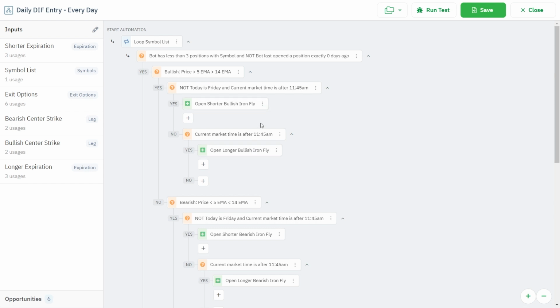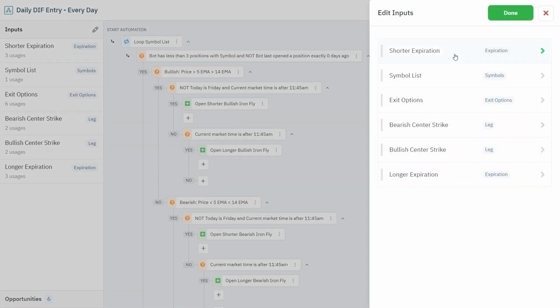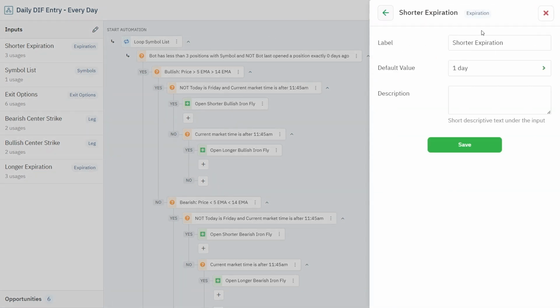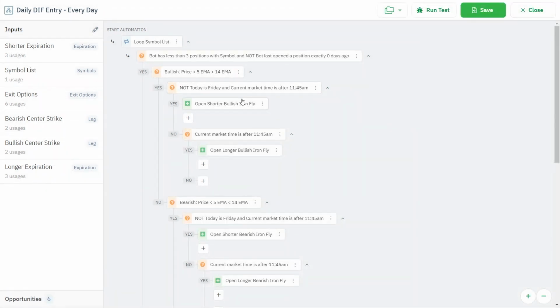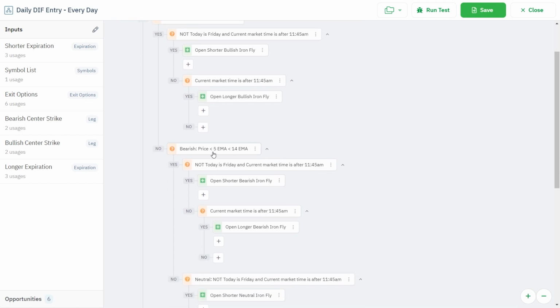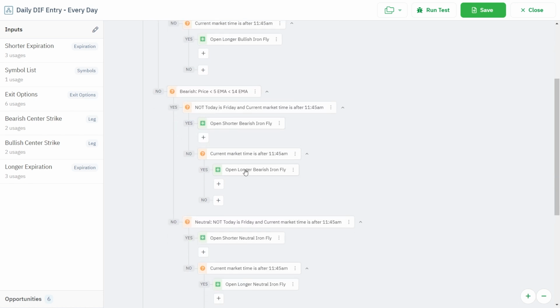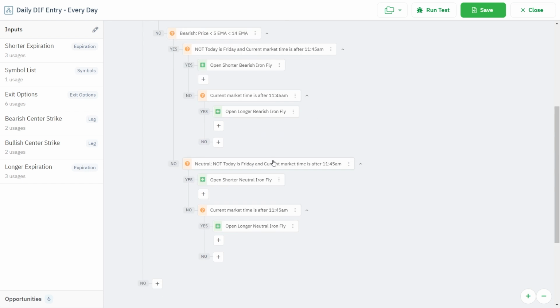And there's two DTEs here. If it's not Friday, it's going to open a shorter bullish iron fly, and that shorter input right here would be just a day. So this is a 1 DTE iron fly that's being opened Monday through Thursday. Then of course Friday, the expiration is going to be for the following Monday, and that's what this one is down here. So if the price is below the 5 EMA and the 5 EMA is below the 14 EMA, we're going to go with a bearish iron fly. Again, Monday through Thursday is 1 DTE. Friday is going to be a 3 DTE.